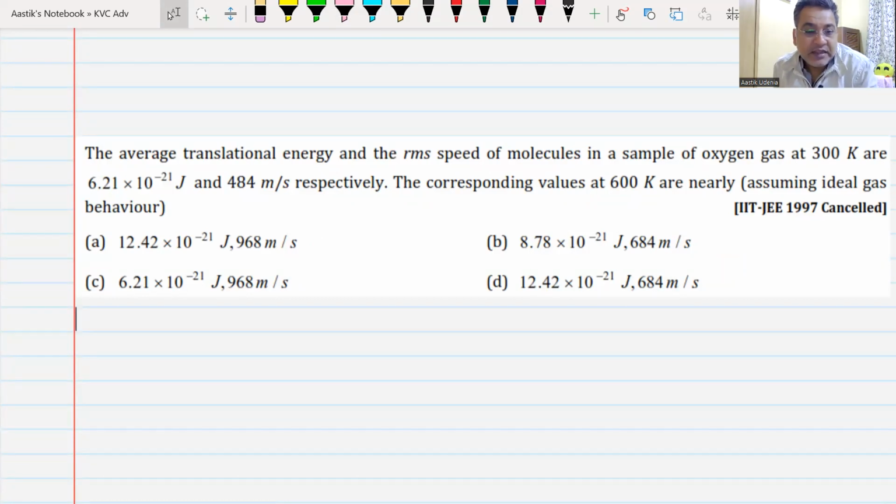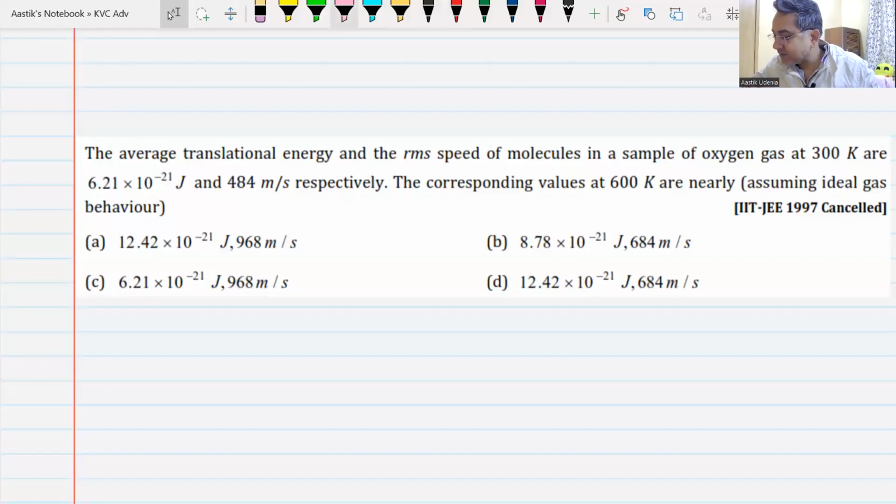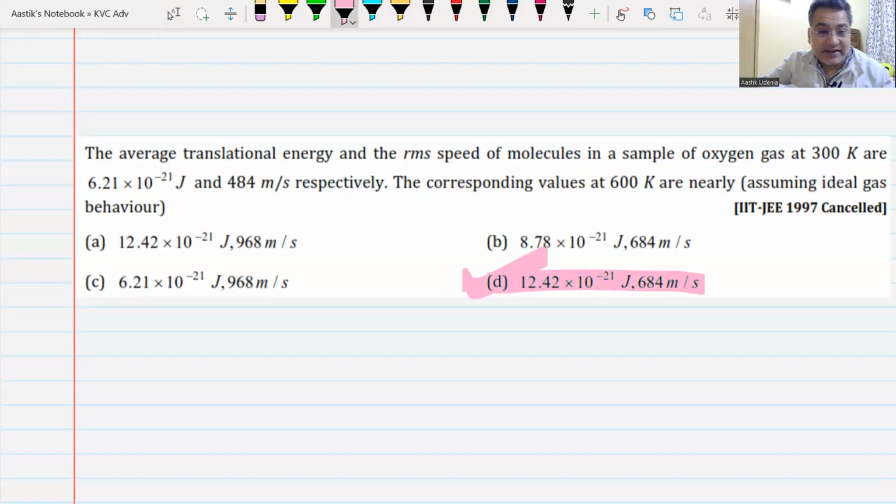Anyways, the average translational kinetic energy and the RMS speed of molecules in a sample of oxygen gas are given at 300 Kelvin. The corresponding values at 600 Kelvin are nearly how much? You have 2 minutes to give me the answer. Option D. Good. The energy is directly proportional to temperature, so it becomes 2 times. RMS speed is root 2 times. So the only option that matches is this one. Well done.